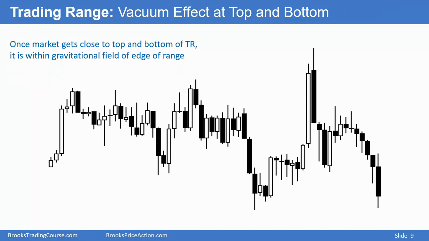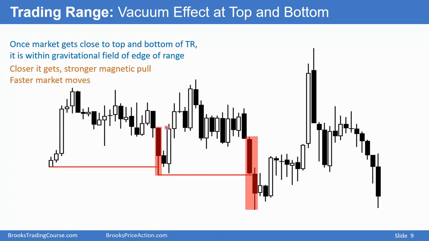Once the market gets close to the top or the bottom of the trading range, it's within the gravitational field of the edge of the range. And it usually cannot escape that gravitational pull until it hits the target. And then the magnet suddenly gets turned off. And like with any magnet, the closer it gets, the stronger the magnetic pull and the faster the market moves.